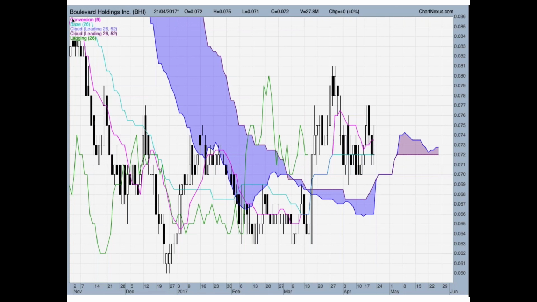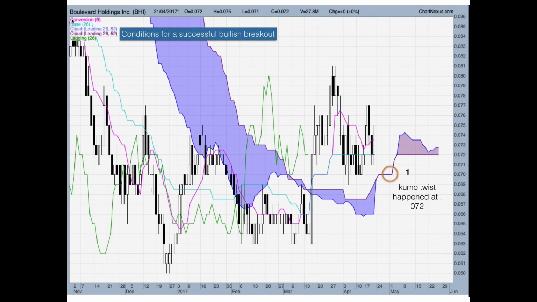Here's another case. Boulevard Holdings. Boulevard Holdings already made a Kumo twist and is now trending above the Kumo. It did a Kumo breakout. There was also a Chikou Span crossover. There was a Kijun-sen crossover and a Tenkan-sen crossover. Currently, Boulevard Holdings is still bullish because all the elements are above the Kumo. However, it is still consolidating, so we have to wait when Boulevard Holdings could start to trend.